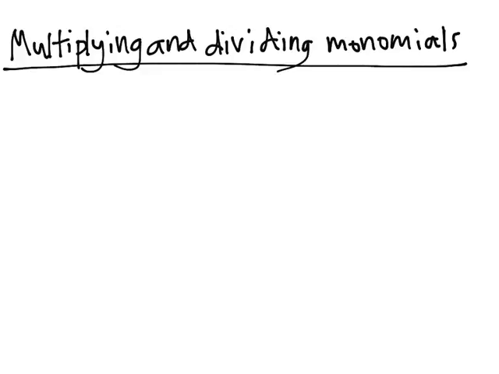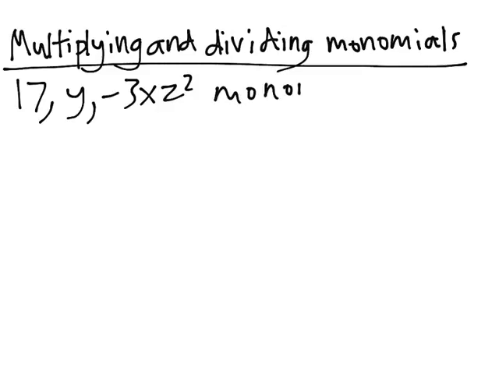I'm going to be talking about multiplying and dividing monomials. A monomial is a number, variable, or product of numbers and variables. For example, 17, y, minus x, and times z squared are all monomials.